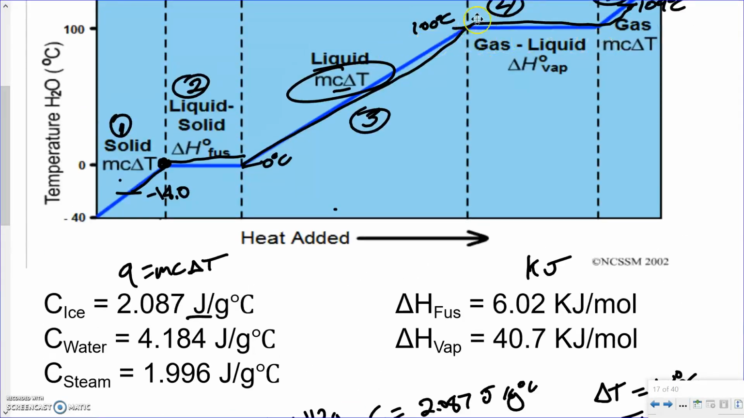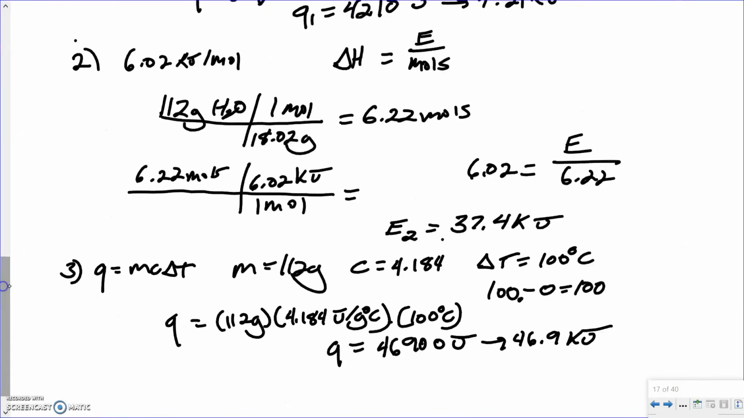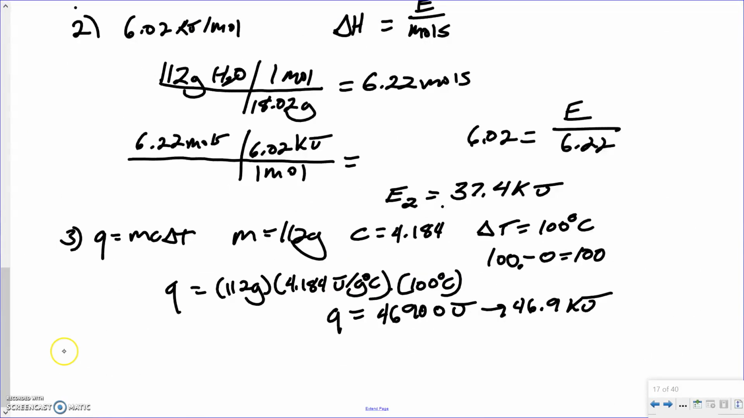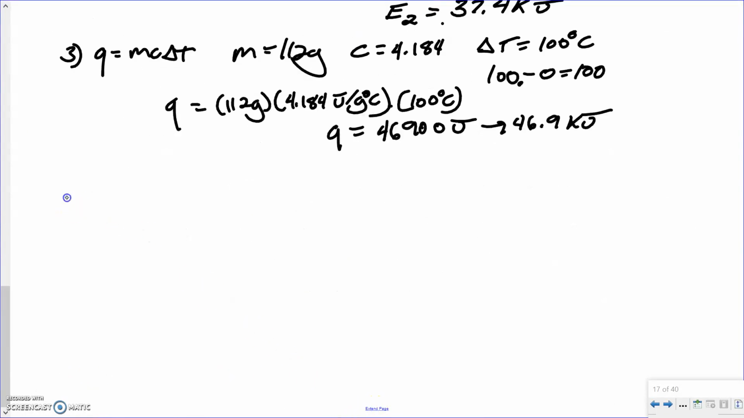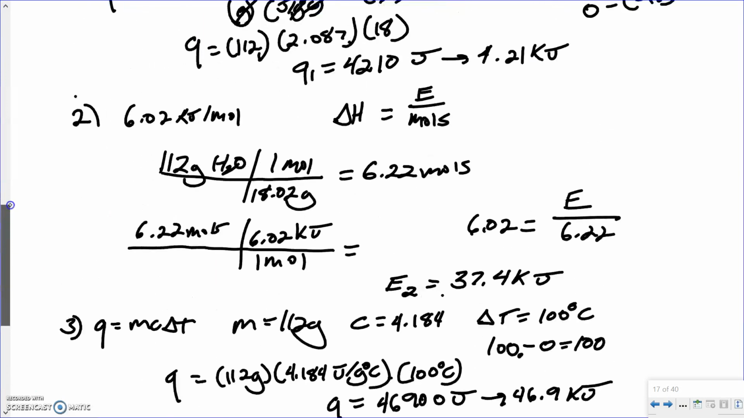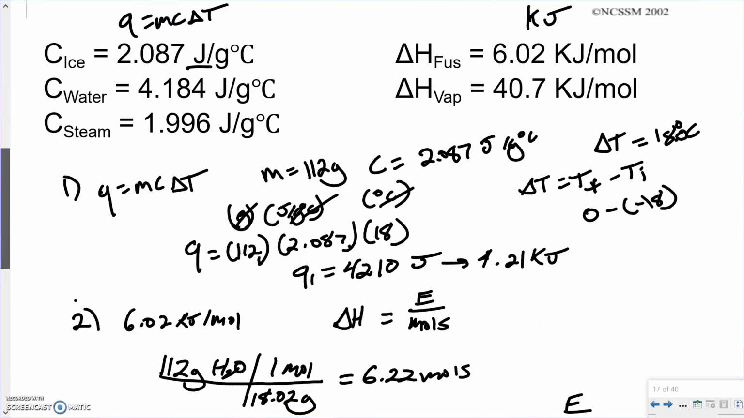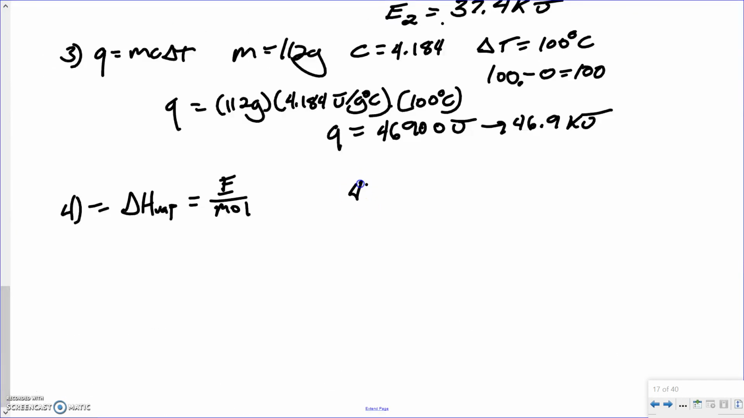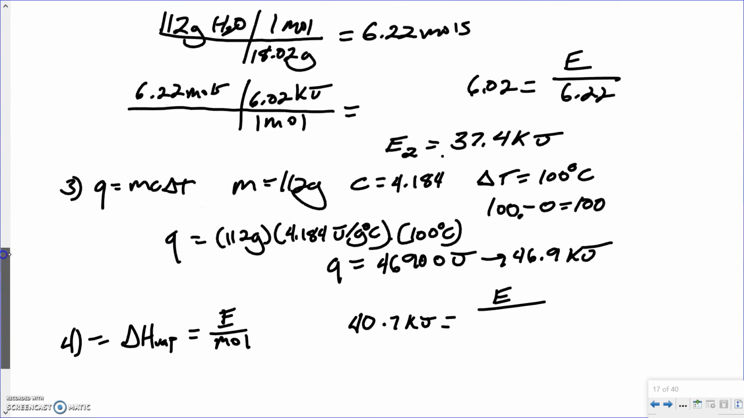Our next step is going from 100 to 100, which is step 4. So we're dealing with our delta H of vaporization. So this is going to be basically the same thing as step 2 up here. Okay, so delta H of vaporization, which is going to be energy per mole. The nice thing, we've already calculated our moles. That hasn't changed, just like our mass hasn't changed. Let's go back up here and grab our delta H, though. It is 40.7. So 40.7 kilojoules is going to be equal to energy over our mole value, I believe was 6.22. Yep, 6.22.